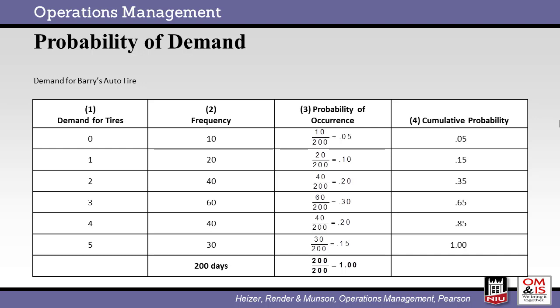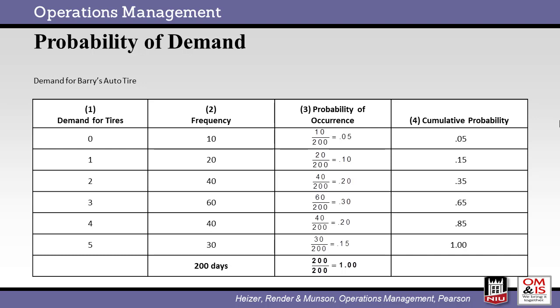Let's use Monte Carlo simulation to analyze demand at Barry's Auto Tire. We start by collecting demand data over the last 200 days. We see that on 10 different days, no tires were sold. Next, we see that on 20 days, 1 tire was sold, and so on down the list. This is the frequency. Next, in the third column, we divide the frequency by the number of days, 200, to get the probability of occurrence for each level of demand. Notice that the probabilities add up to 1.